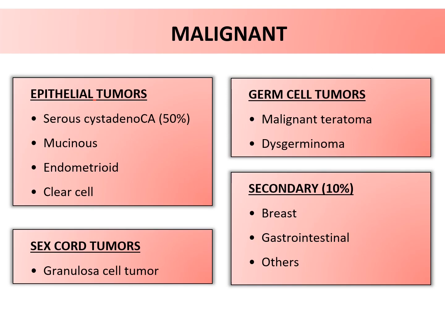Among the common malignant tumors, you have first of all the epithelial tumors, the commonest being serous cystadenocarcinoma, the mucinous cystadenocarcinoma, the endometrioid tumor, clear cell carcinoma. Among sex cord tumors, you have the granulosa cell tumor. Among germ cell tumors, the malignant teratoma and the dysgerminoma. The ovary is also a common site for secondaries because it is freely suspended in the peritoneal cavity, and you will often find ovarian enlargement due to secondaries from the breast, tumors from the GIT, and sometimes other organs which have access to the peritoneal cavity.